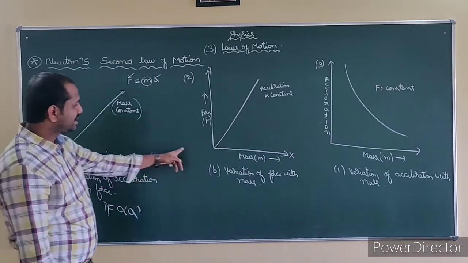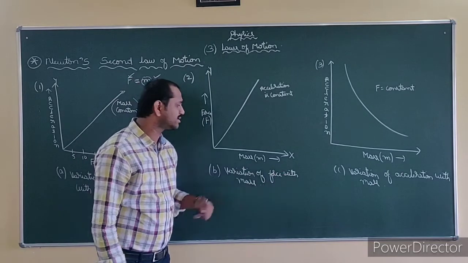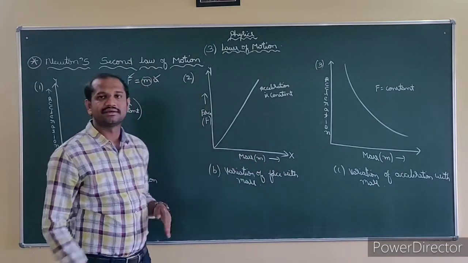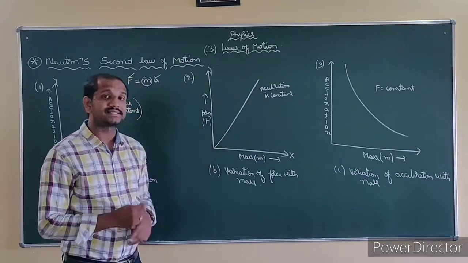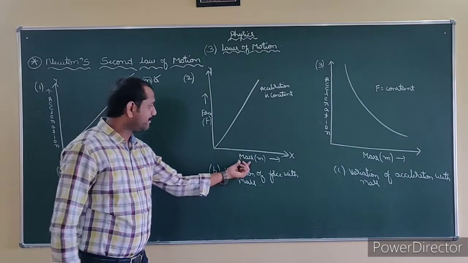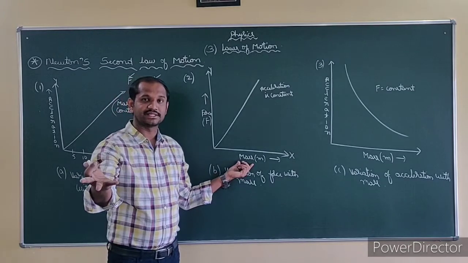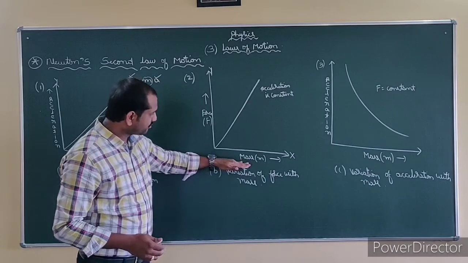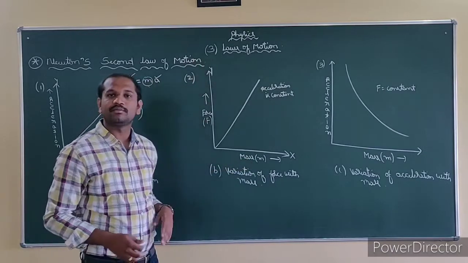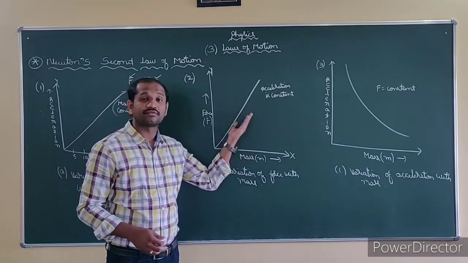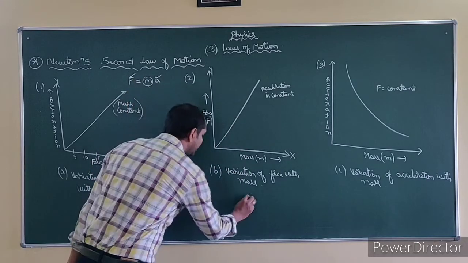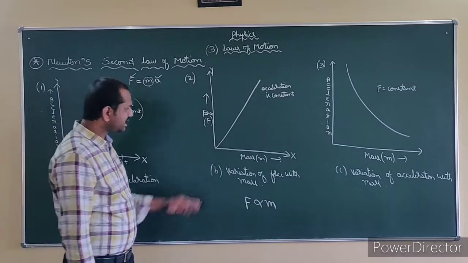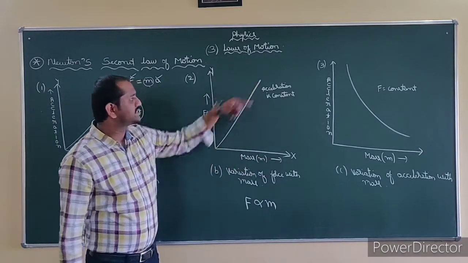Please work it out. Next I have variation of force and mass. Here again I have taken mass on the x-axis and force on the y-axis. How are force and mass related? In case you remember, the mass of a football and the mass of a tennis ball. Mass of the football is more, mass of the tennis ball is less. If mass is more, force is also more. If mass is less, force is also less. How do both relate? Force is directly proportional to mass. Understand? So with increasing mass, there is increasing force.